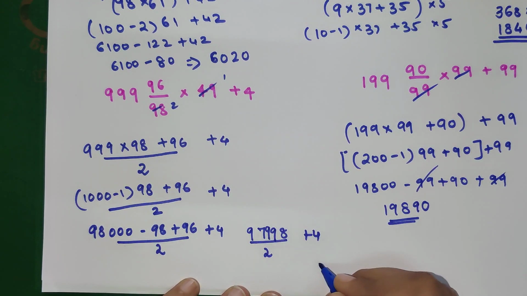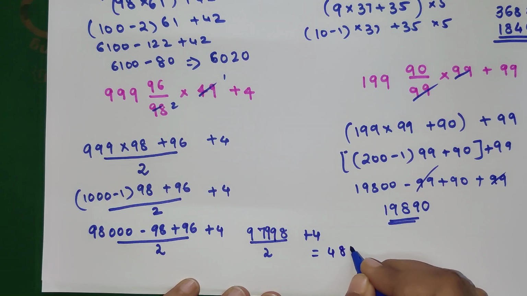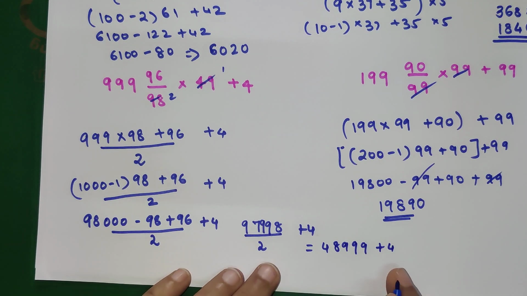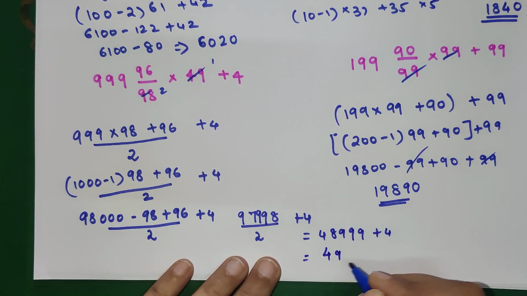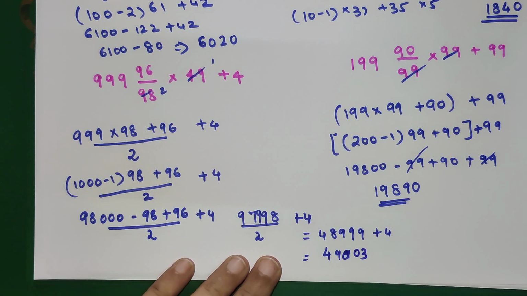So when you divide this, you get 48999, and then you're adding 4 to it. So when you add 4 to it, you get 49003. So this is your answer.